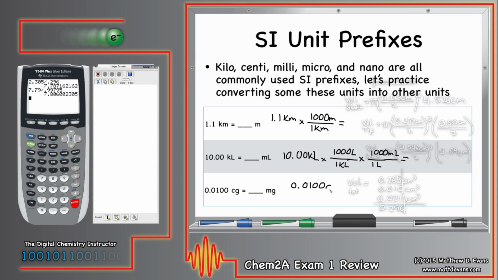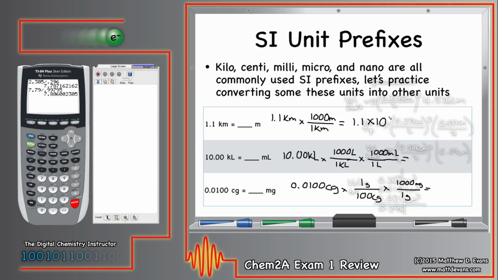And then finally, 0.0100 centigrams. We don't deal with that unit very often. This one, well, we'll still do it the long way. So we'll say 100 centigrams is 1 gram, and 1 gram is 1,000 milligrams. Okay, so now I don't think I need to put this on the calculator because I can see what's going to happen already. So in this calculation, I'm just going to directly put this into scientific notation.